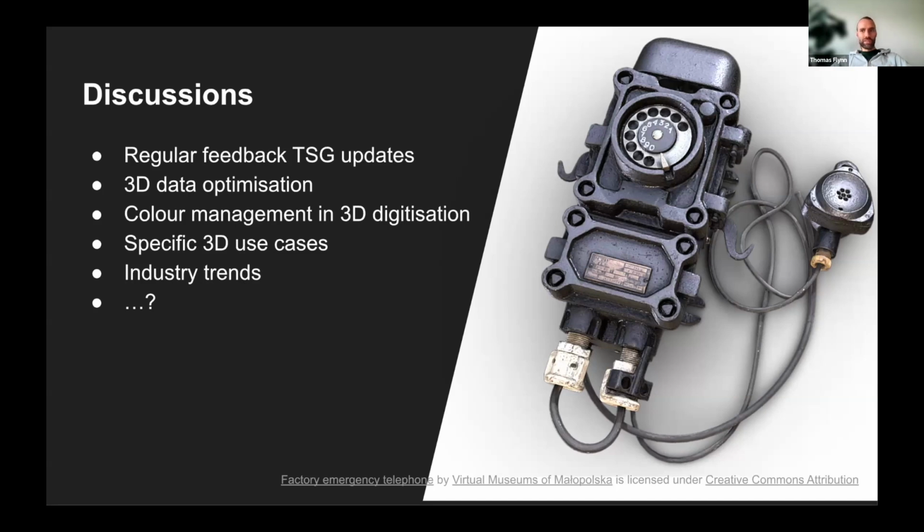Obviously, we regularly feed back TSG, the Technical Specification Group, updates to keep people up to date on what's actually being done with the specification and the hard work that the team over there is putting in. There's been discussions about 3D data optimization, because we're talking about publishing online. Also, taking a step back, discussions about color management in 3D digitization, especially relevant when you're hopefully comparing like for like 3D models from different collections, how things will look the same or different when you put them side by side.